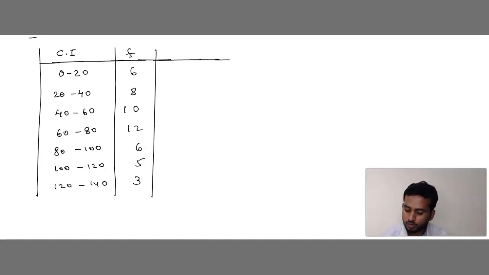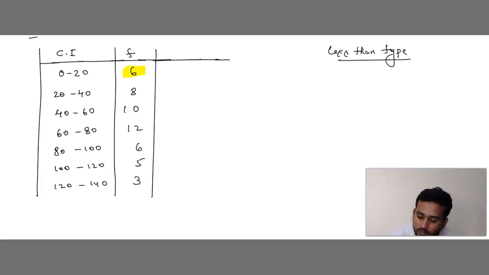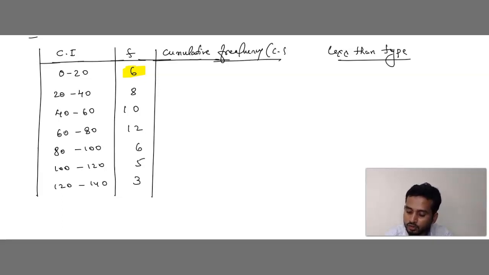Now what we should do is, observe. First, which method am I going to use? Less than type method. For the less than type method, do remember we have to start from the first. See, different procedures are there, different teachers will teach you in different ways, but this is my procedure. First you have to find the cumulative frequency. In shortcut we write it as CF.